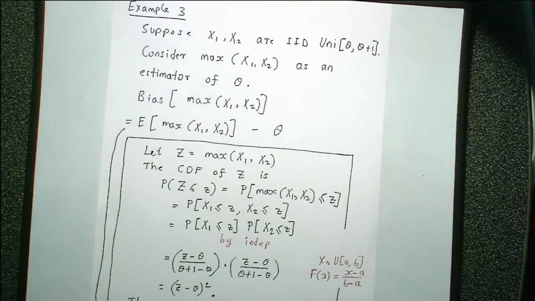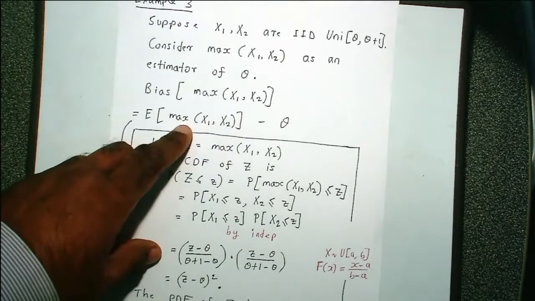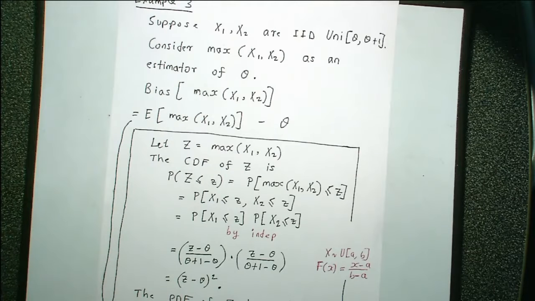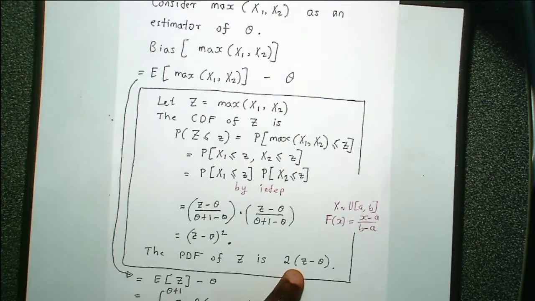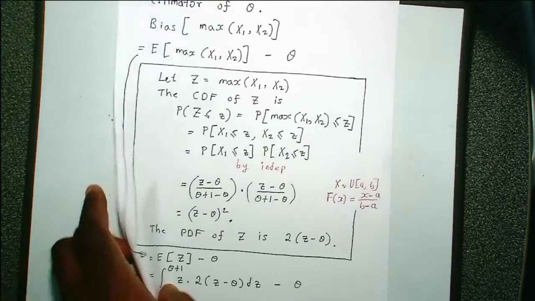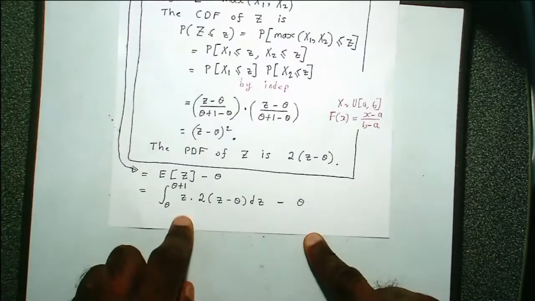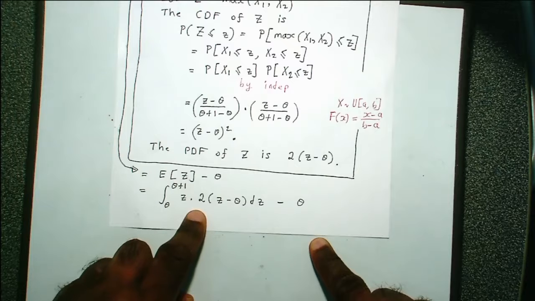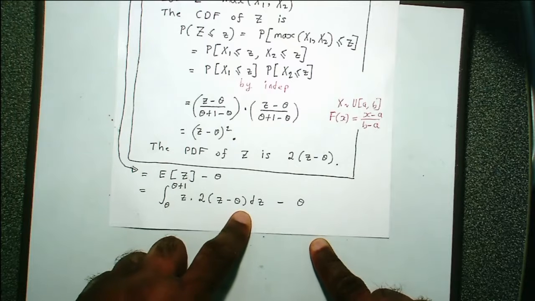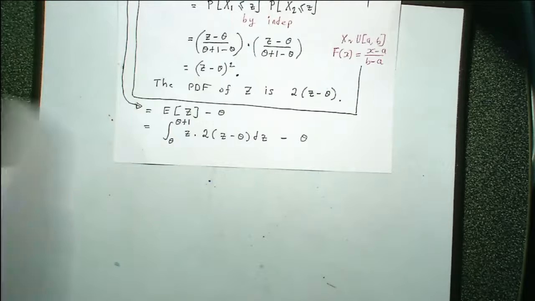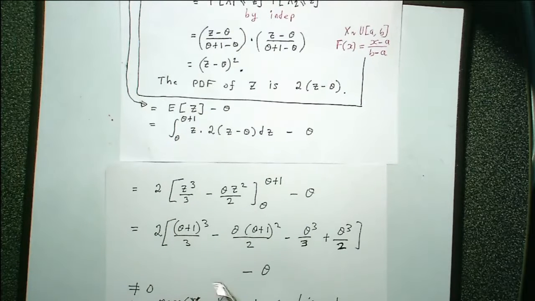So what I have done is to find the distribution of the max, which is in the box. I first found the CDF of z, and then the PDF, which is this one. Then I take the expectation of the maximum of x1, x2, which turns out to be this integral here, from theta to theta plus 1 of z times the PDF. I know it looks messy. If you do the integration, this is what you get.